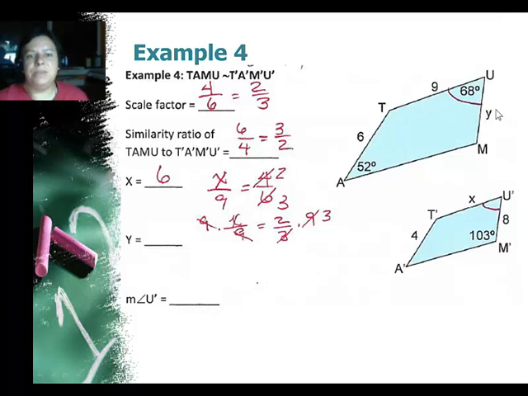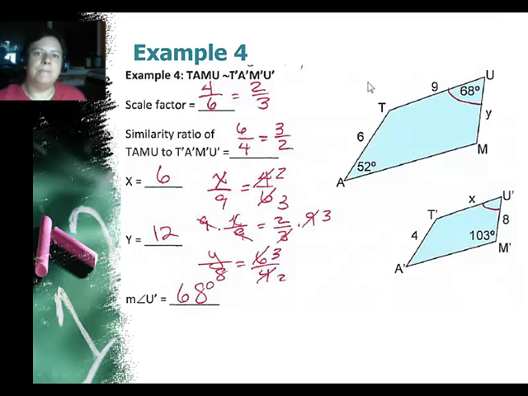Now, I have side Y that I need to find, and its corresponding side in the transformed polygon is 8. So Y is to 8 as 6 is to 4. And when I simplify that, I have 3 to 2. And if I multiply both sides by 8, 3 times 8 is 24, divided by 2 is 12. Then finally, angle U prime, and that is corresponding to angle U. Angle U is 68 degrees. Angle U prime must be congruent, exactly the same, so it's also 68 degrees.